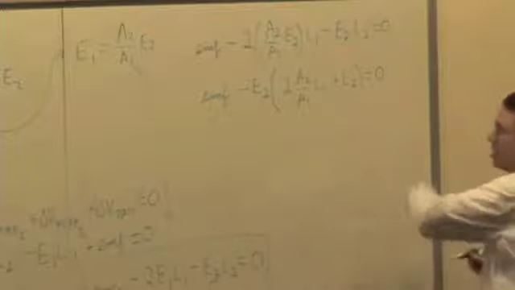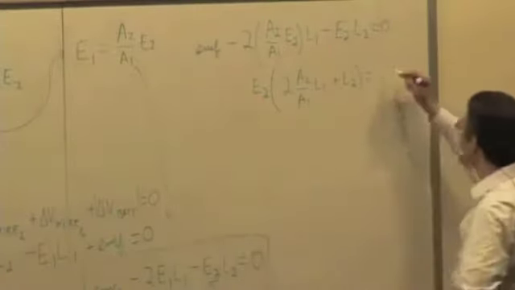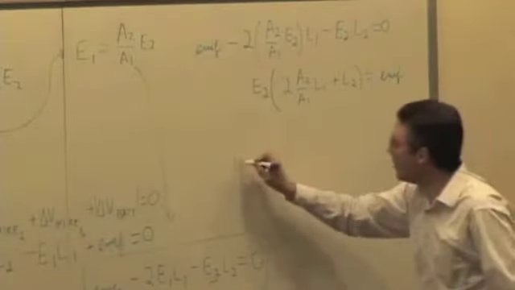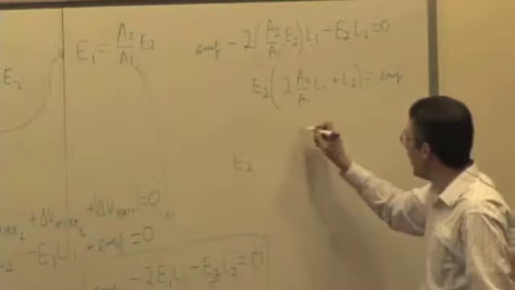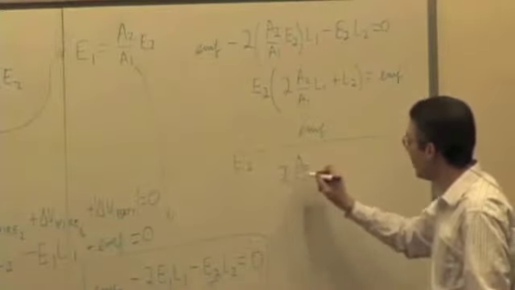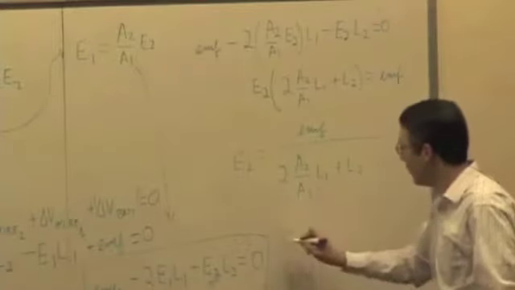And then I can bring the EMF to the other side of the equation, and then this becomes positive, and that equal to EMF, right? And then I can solve. I can say E2 is equal to the EMF over 2A2 over A1, L1 plus L2.